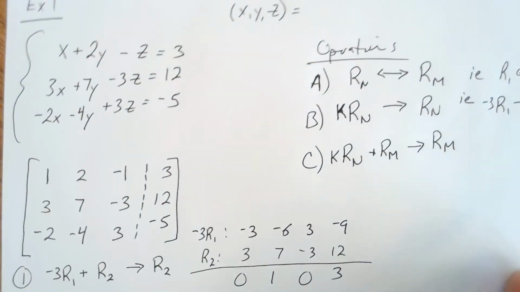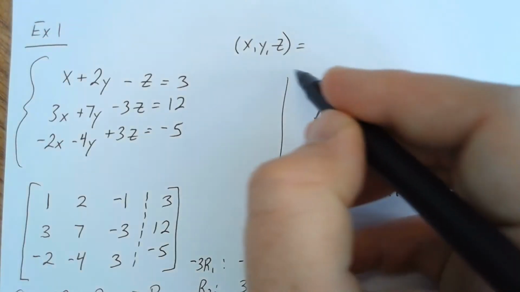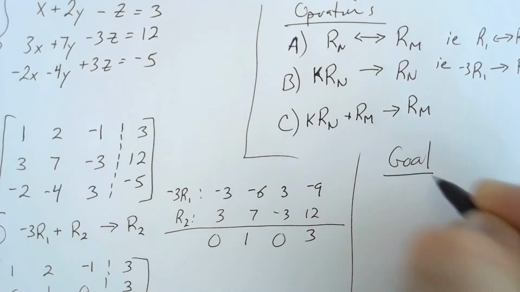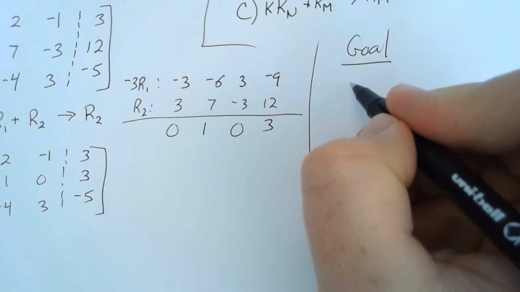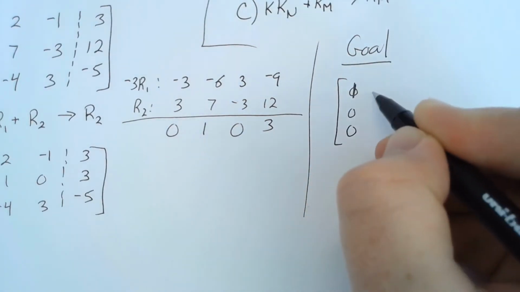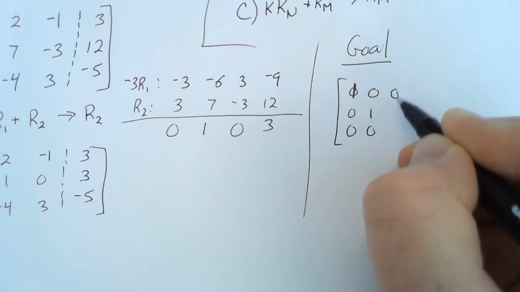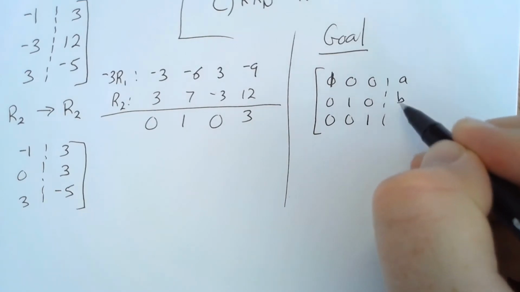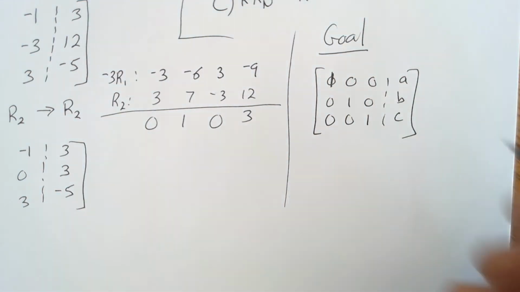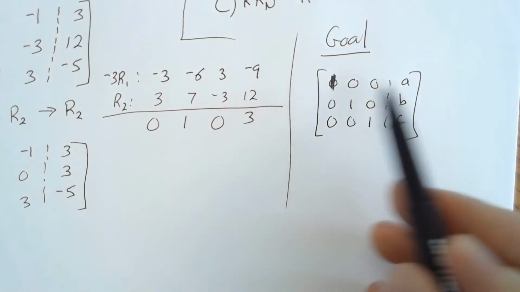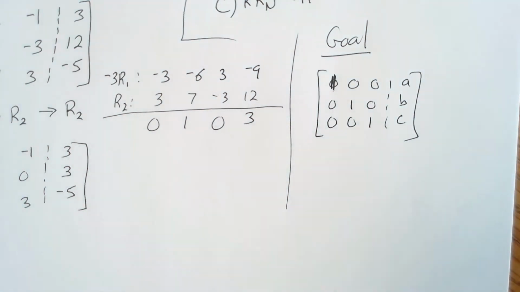So the real goal of these problems, so I've got my operations off to the side here, I'm going to go ahead and draw a line over here. My goal is actually to end up with the matrix 1, 0, 0, 0, 1, 0, 0, 0, 1, and then some other values I'm going to call A, B, and C. I'm supposed to end up with something that looks like this. This is the goal. If I can get this, I know x is equal to A, y is equal to B, and z is equal to C. And then I've got my solutions.